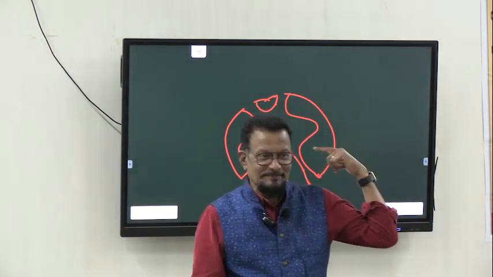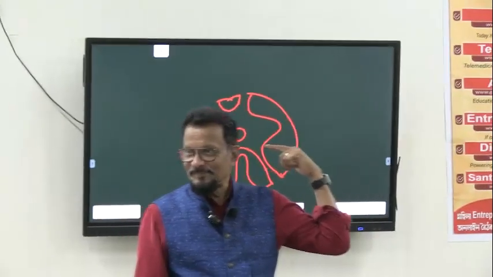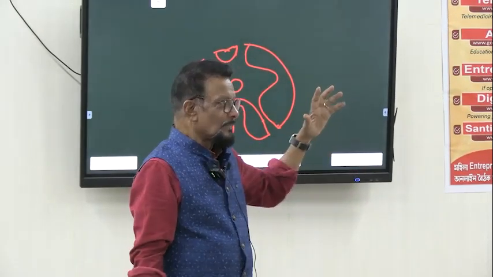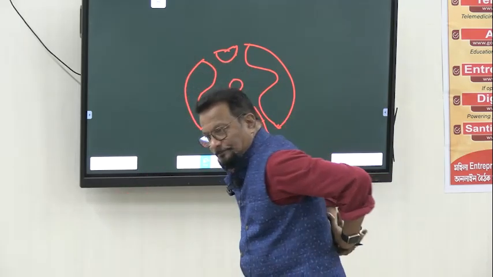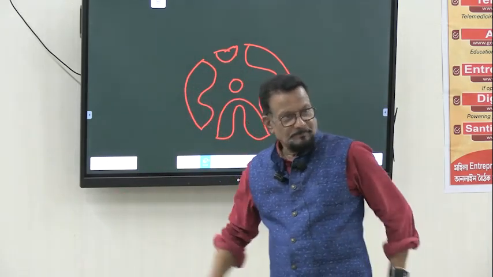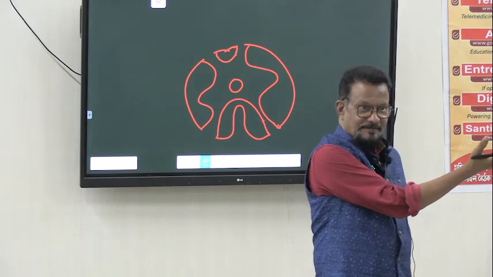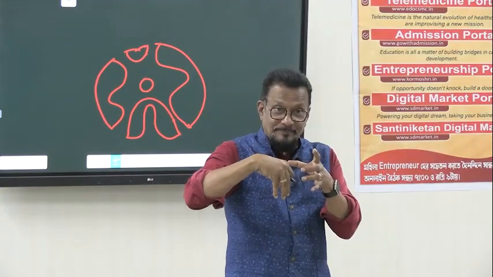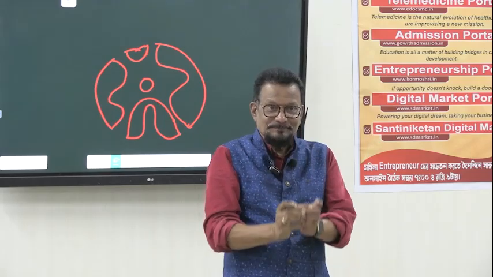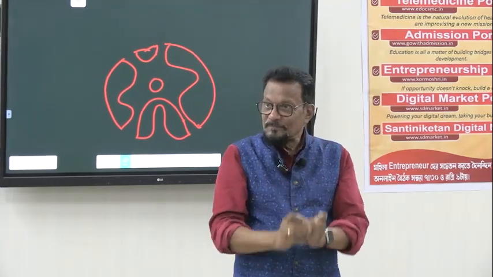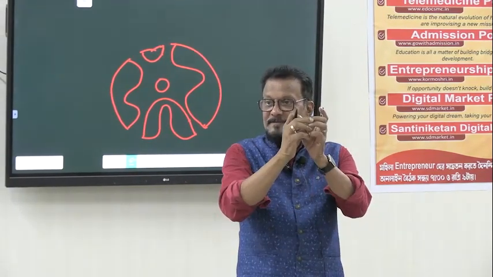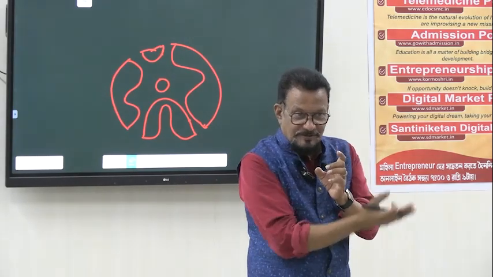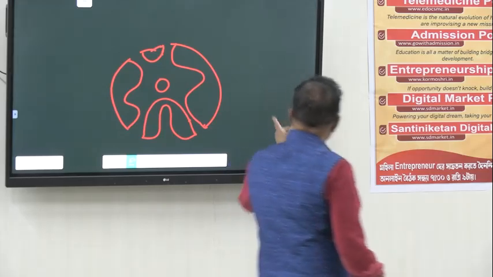Anybody, what is this? We have the vertebral column, no? If you section it, you will find within the vertebral column the spinal cord. And if you take a cross section of the spinal cord, you will get this.